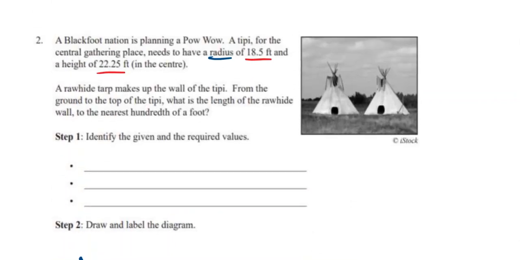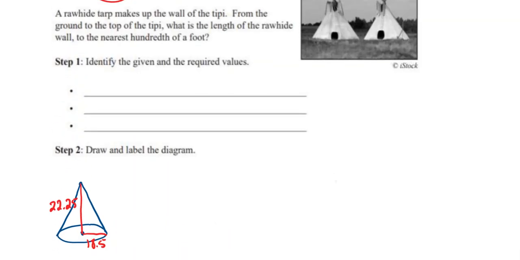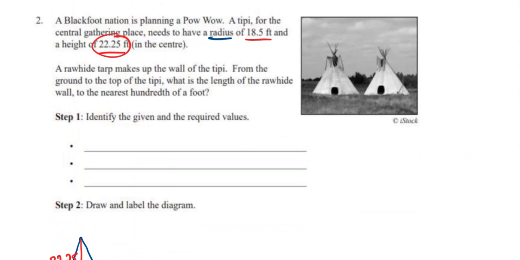And then what other info did we get? It says that it has a height of 22.25 feet in the center. Can you guys kind of picture in my cone there, or my teepee, where that's going to go? Right from the center to the top. And maybe you're seeing how we're piecing this together now. So this is 22.25.